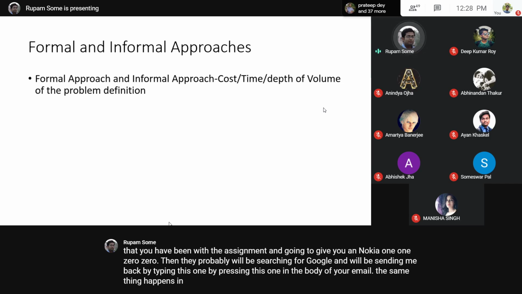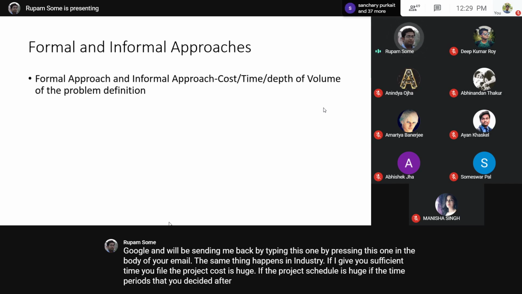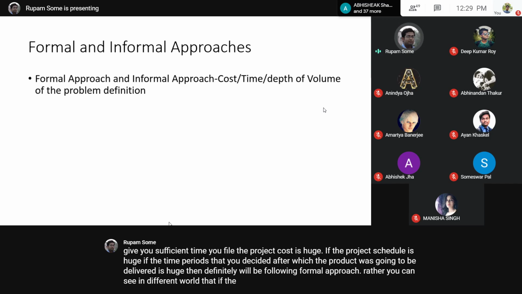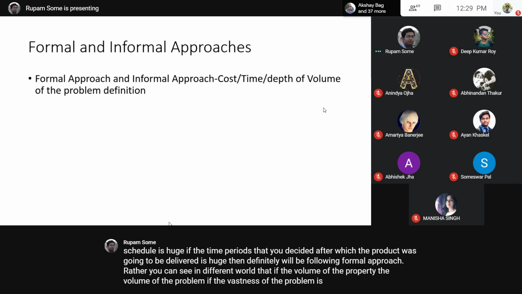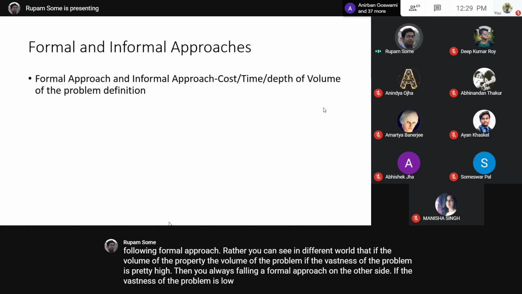If I give you sufficient time, if the project cost is huge, if the project schedule is huge, if the time period after which the product is going to be delivered is huge, then definitely you'll be following a formal approach. Rather, you can say in different words that if the vastness of the problem is pretty high, then you'll always be following a formal approach. On the other side, if the vastness of the problem is low, if it is a very small one, and the constraints are fewer, then you'll be following an informal approach.